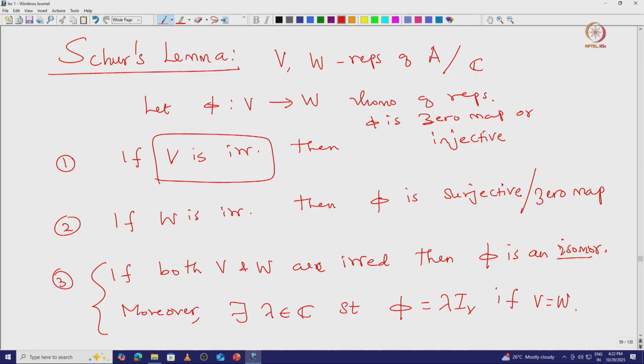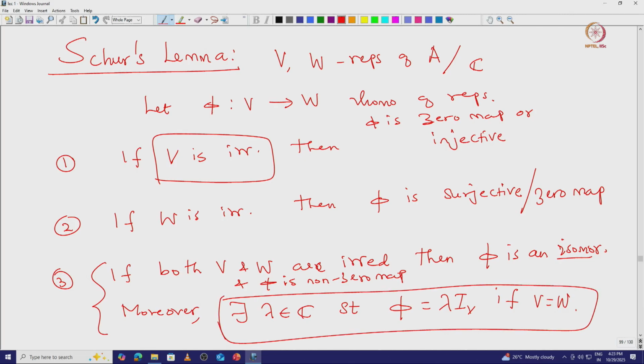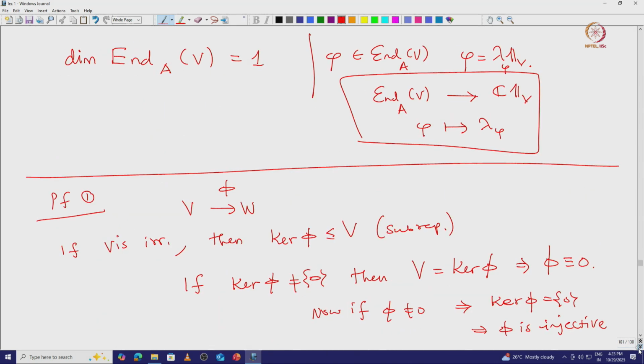Now, if both are irreducible and pi is a non-zero map, then we can conclude that pi is an isomorphism, because pi is both injective and surjective. So, that implies that it must be an isomorphism. But we are working over the complex numbers, so we want to conclude more about the map pi. Let us see what we can do about it.